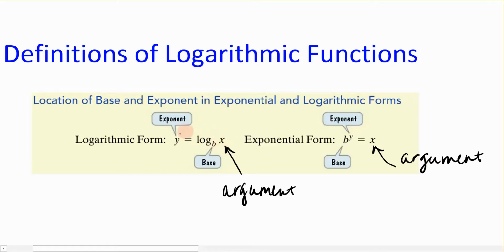So this is what the log form looks like, and the exponential form of the same function looks like this. We still have a base b. Y now looks like it should in the exponent position, and all of that is equal to what we call the argument.